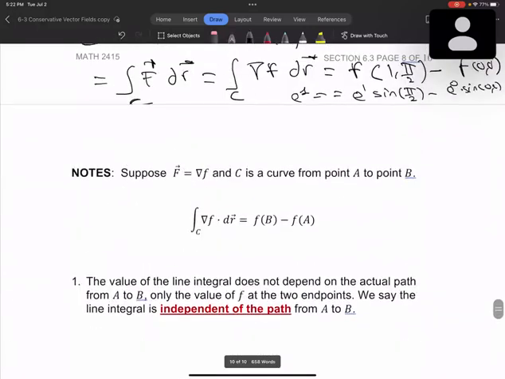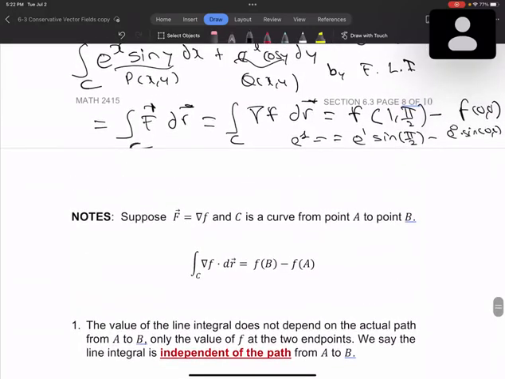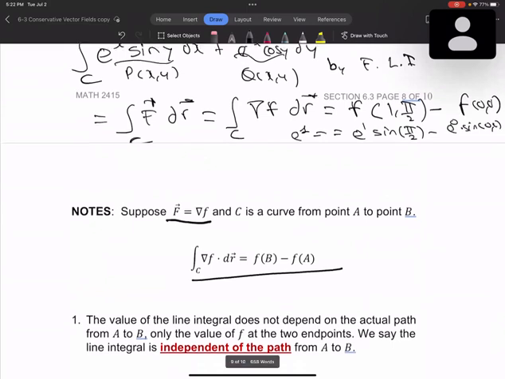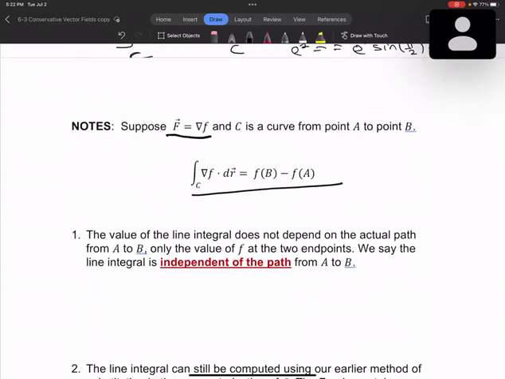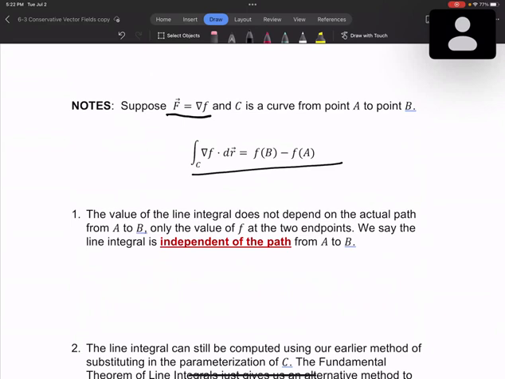Okay, so to finish, final comments. Suppose F is a conservative vector field and C is a curve from A to B. This is what we have learned, the fundamental theorem of calculus for line integrals. Then observe the value of the line integral does not depend on the actual path. You could choose this path from A to B, or you could choose this path, and it's going to be the same answer because you are just taking this one minus this one. So that's kind of amazing.